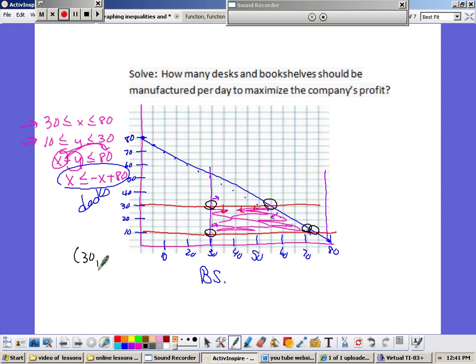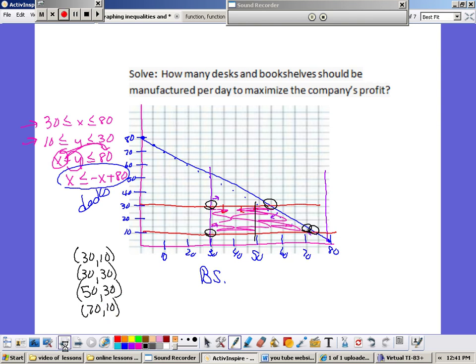Okay, so let's see here. 30-10, 30-30, 50-30. It's hard when I'm not graphing like totally on. 70-10.